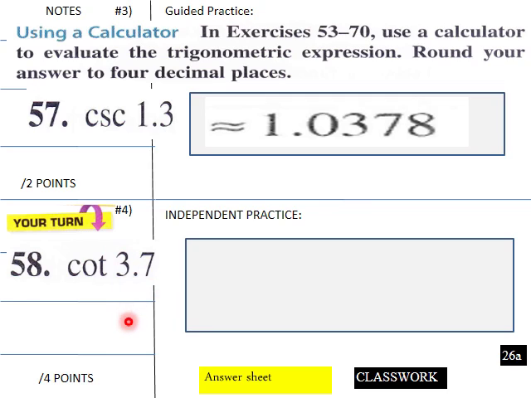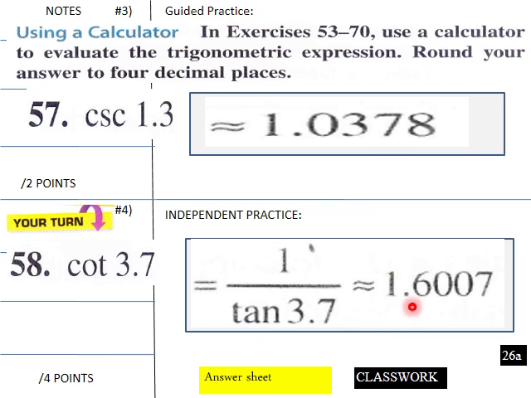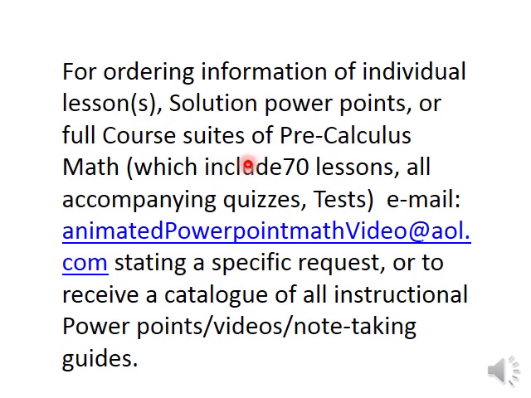And then cotangent is the inverse of tangent, so you should go 1 over tan 3.7, and you should get this number here, 1.6007. And that is your lesson for today of pre-calculus math.